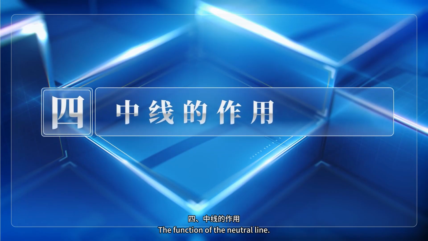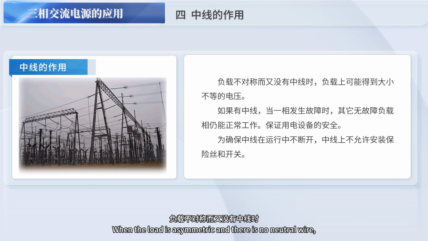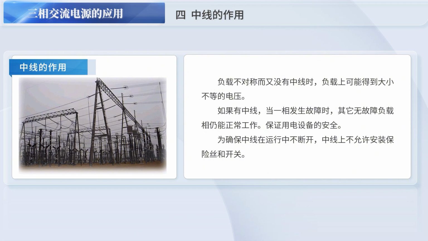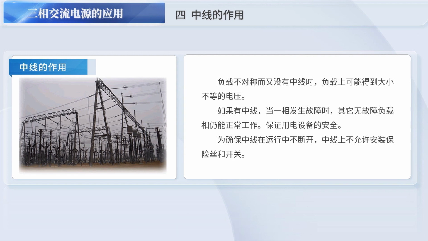The function of the neutral line. When the load is asymmetric and there is no neutral wire, the load may receive unequal voltages. Some exceed the rated voltage of the electrical equipment and may be burned out or have a reduced service life, while others cannot reach the rated voltage and cannot work normally. If there is a neutral line, when one item fails, other fault-free load items can still work normally, ensuring the safety of electrical equipment.